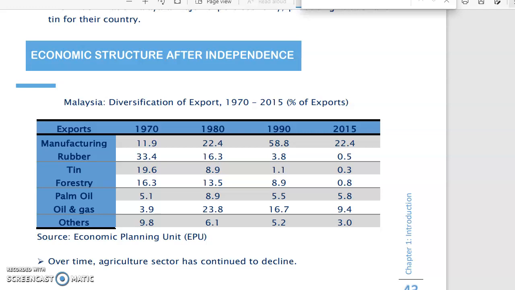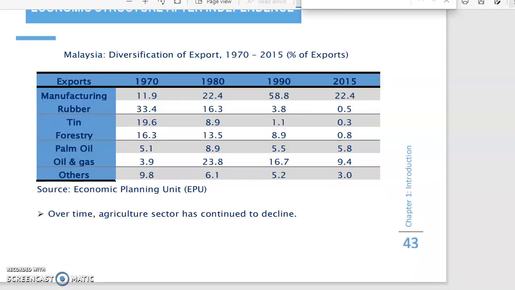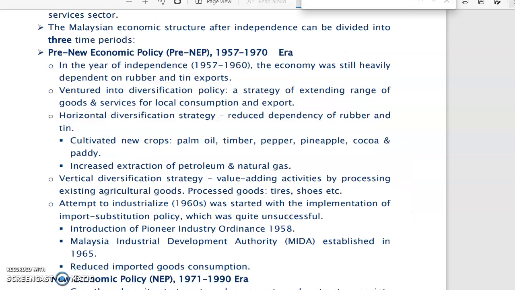Now what happened after independence? We see a shift in diversification. We diversified our exports into manufacturing, rubber, tin, forestry, oil, and others. The agricultural sector continued to decline. So for the 1957 until 1970 era, the pre-new economic policy, pre-NEP, we ventured into a diversification policy, a horizontal diversification strategy, where we reduced dependency on rubber and tin. Then we also had a vertical diversification strategy, with value-adding activities by processing the existing agricultural goods.